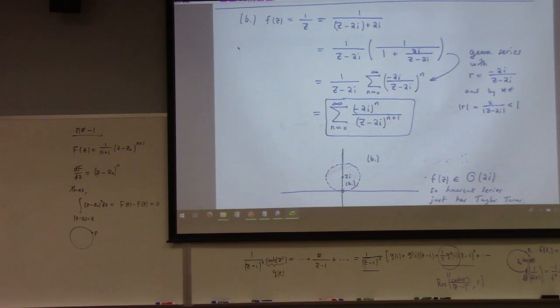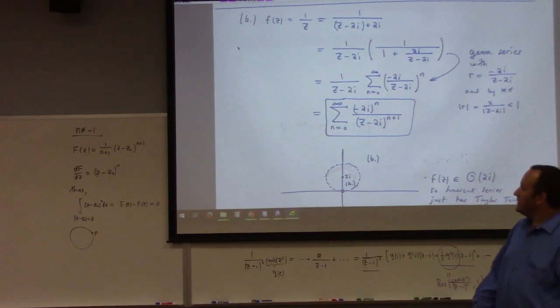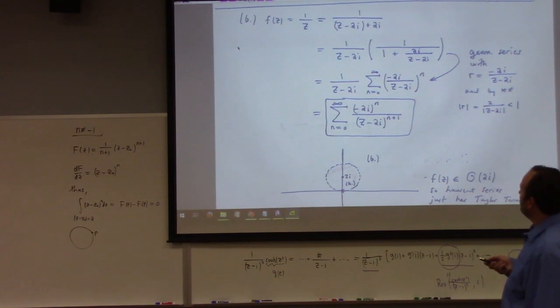And then part B, I again add and subtract 2i, but this time I need to create something like that because I know that that has modulus less than 1, by star star, which was labeled up there. And so I get this, and then again, just collecting stuff back together gives me that.